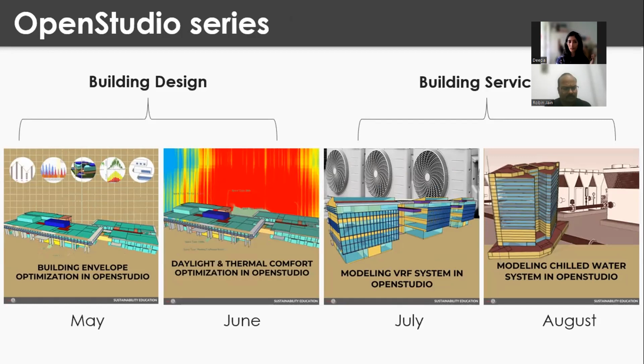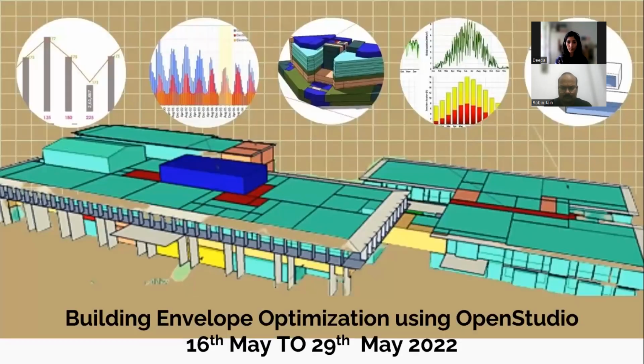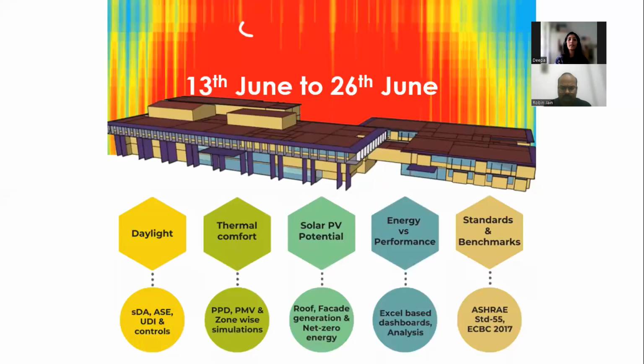Now we finished course 1. So we are calling it OS 1, 2, 3, and 4. We finished course 1 in May, on 29th May. And now we are beginning on Monday the second course, which is daylight and thermal comfort optimization in OpenStudio.